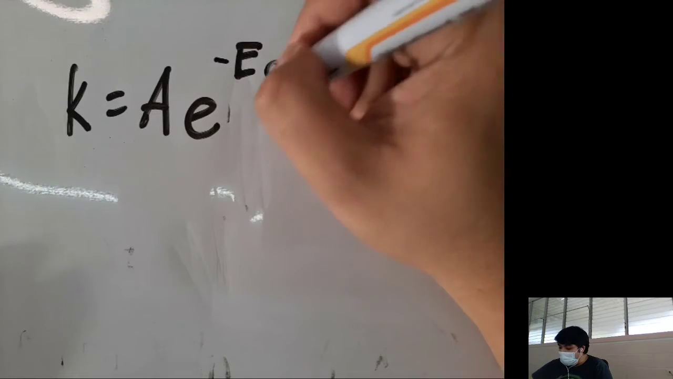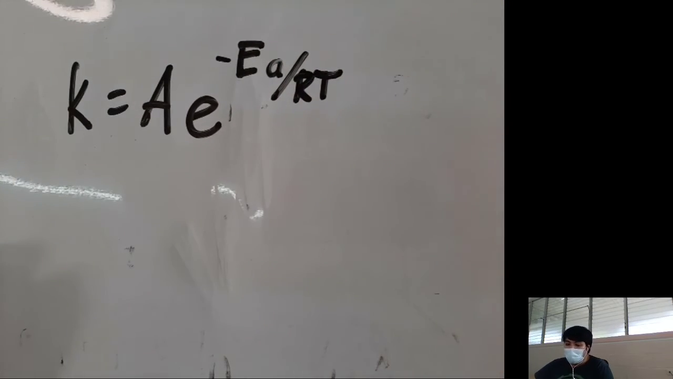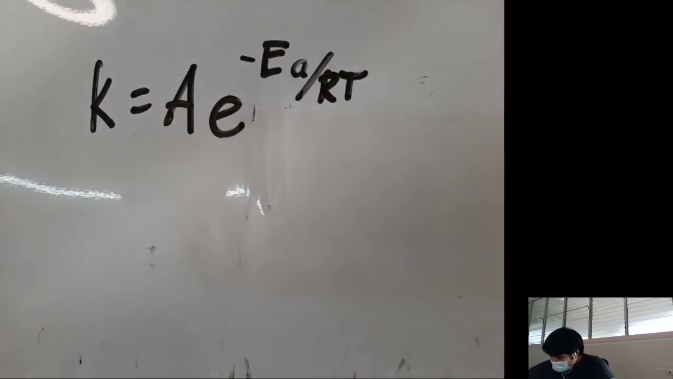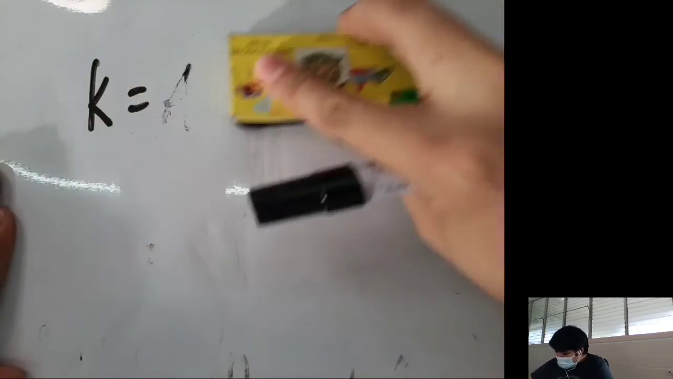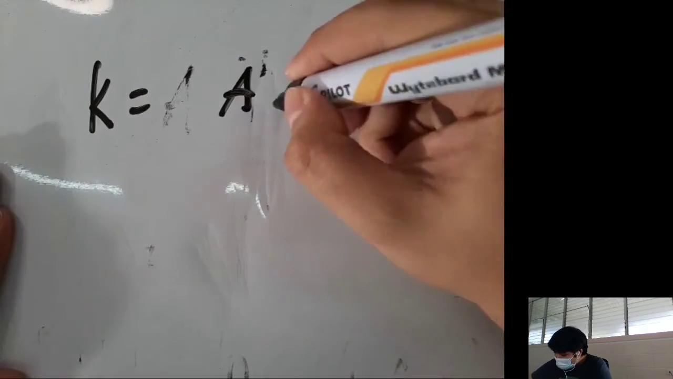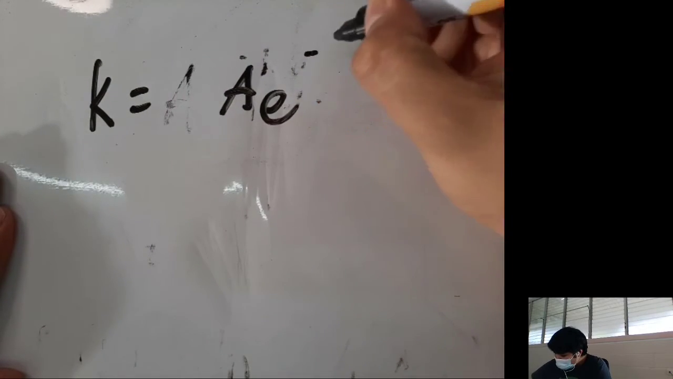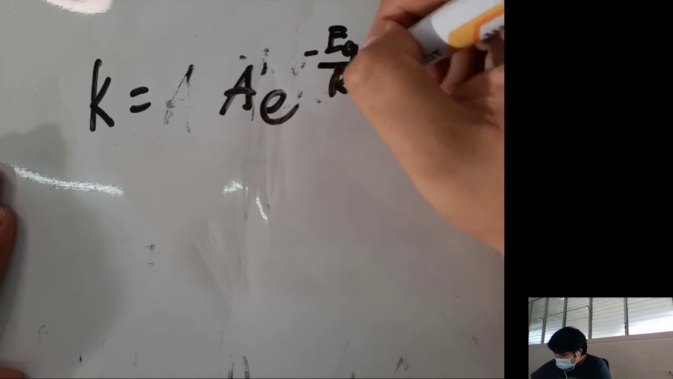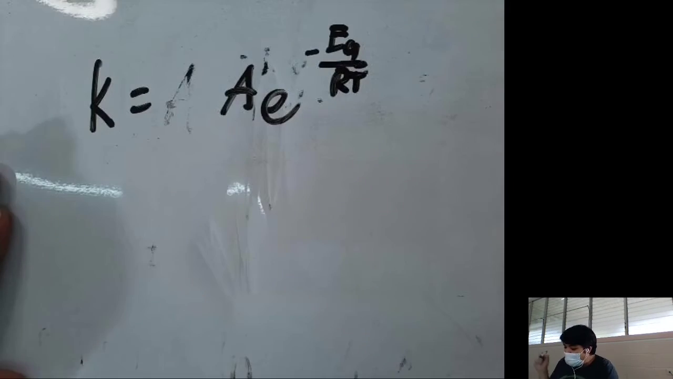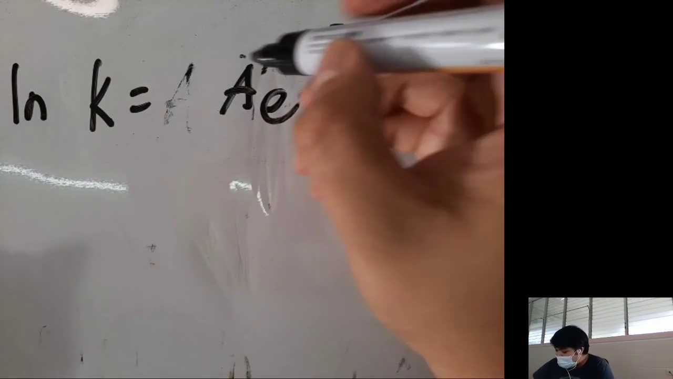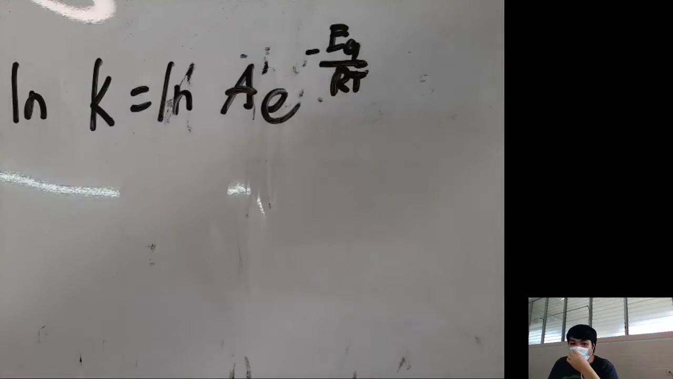to the negative EA over RT. So that is our Arrhenius equation. Now, let's perform a natural logarithm, ln, to both sides of the equation, because whatever you do on one side, you also do on the other side. That's the rule when we're doing equation manipulations, right?